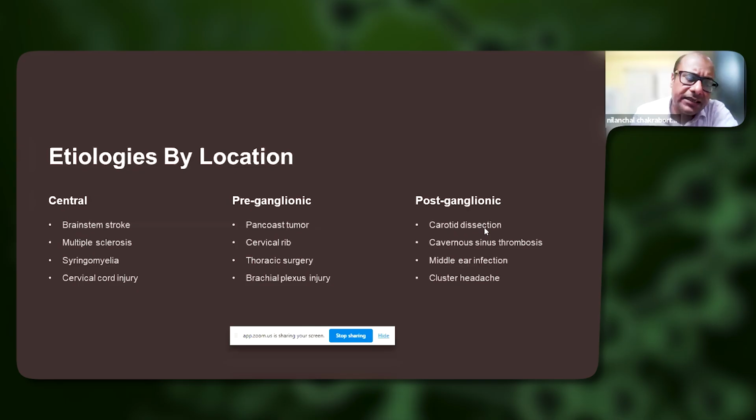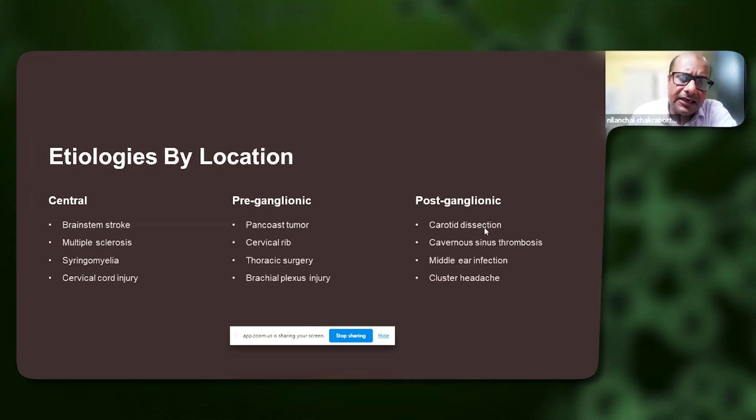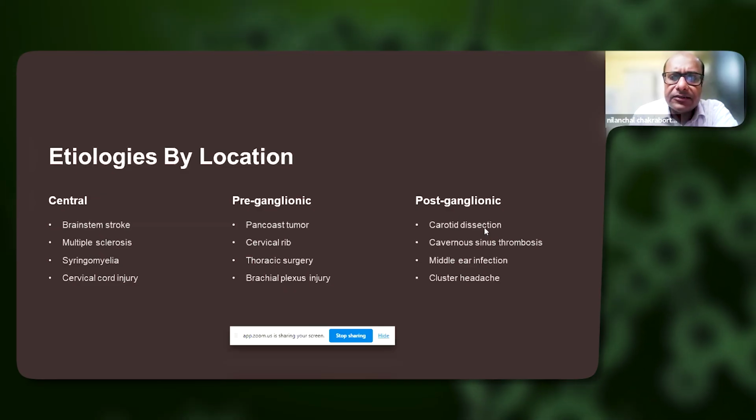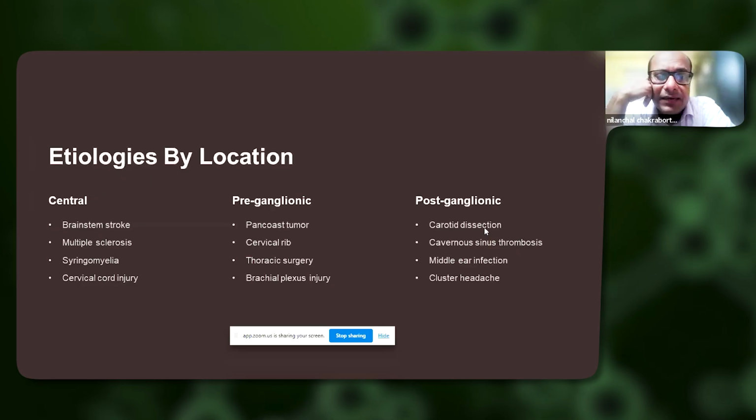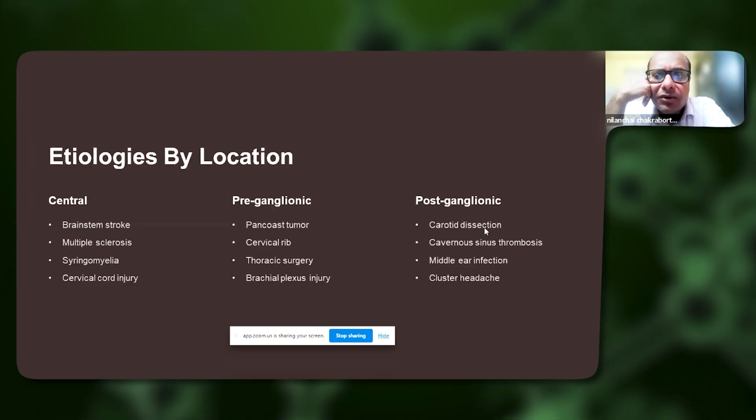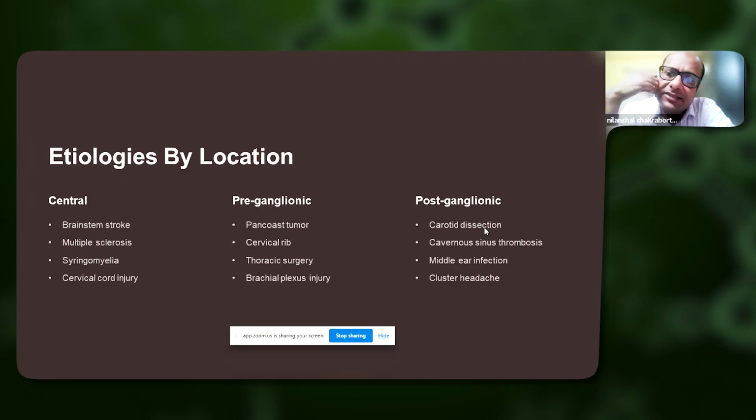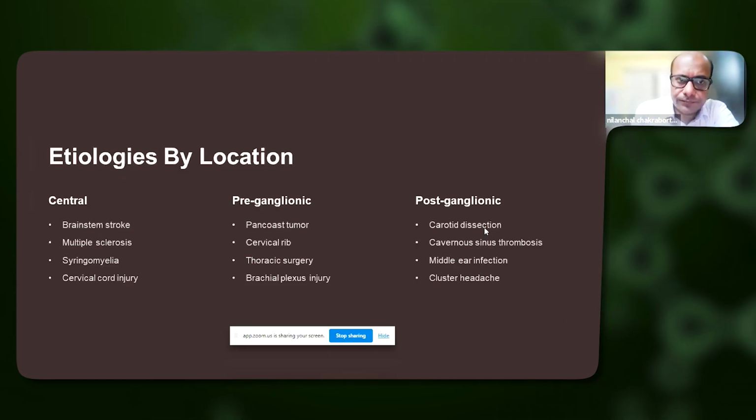The central causes are brainstem stroke, multiple sclerosis, syringomyelia, and cervical cord injury. And preganglionic, which involves only the face, is Pancoast tumor and cervical rib. And postganglionic, so there will be no anhidrosis, will be carotid dissection, cavernous sinus thrombosis, and middle ear infections.